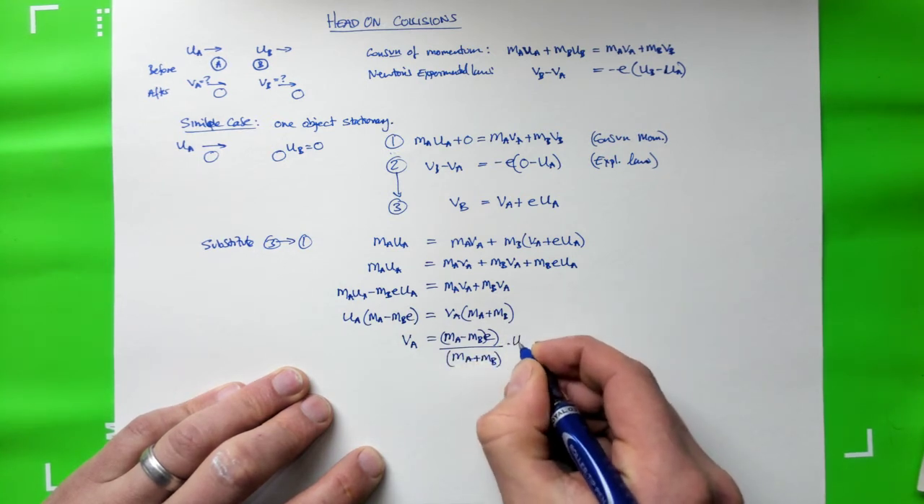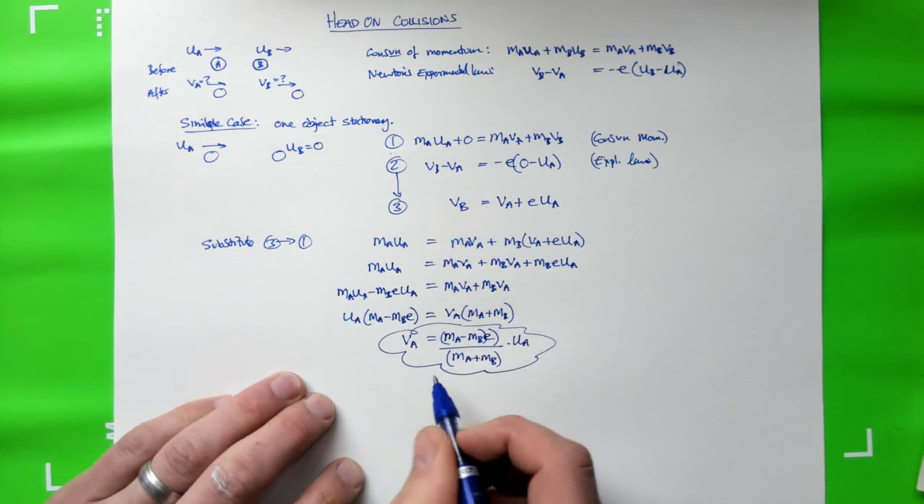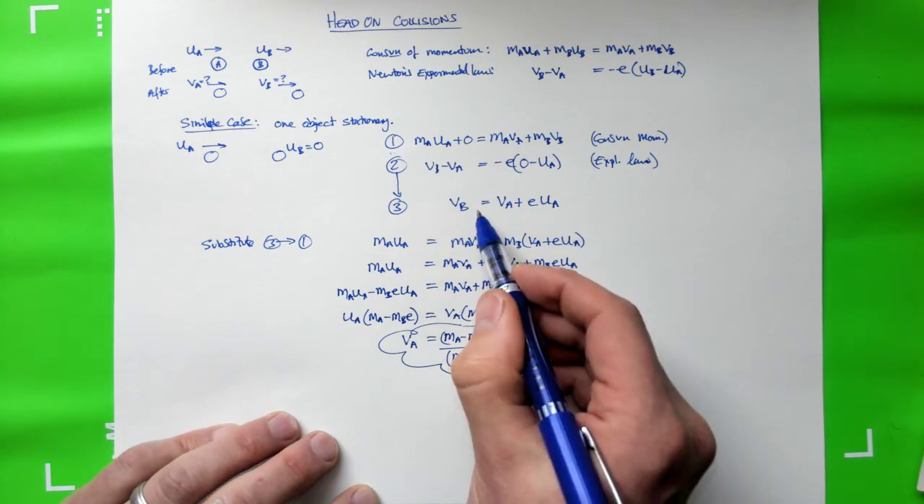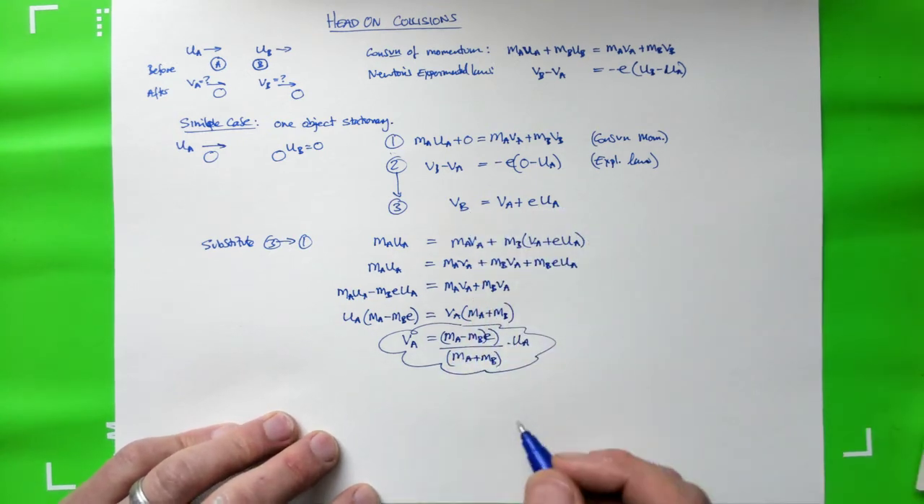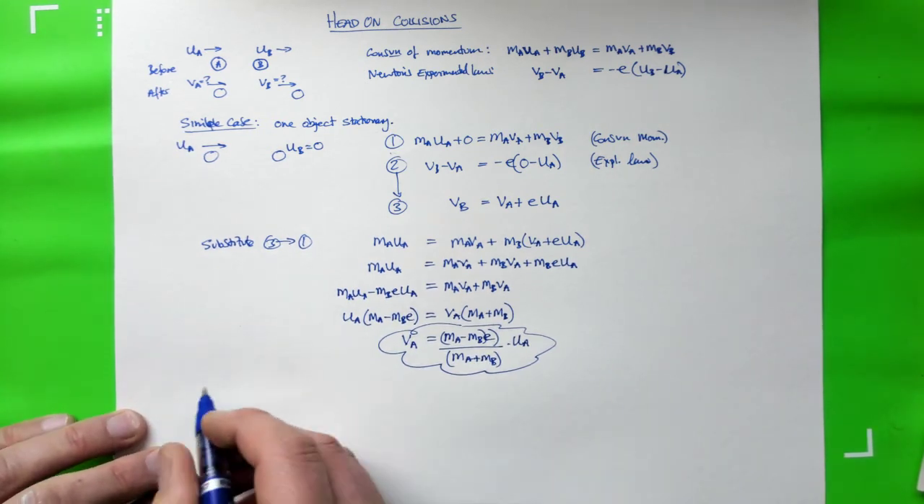That thing is all times UA. So that's kind of our solution. We can solve this for VA, and then once we've got the answer for any actual problem, we can go back to equation 3 and solve for the other velocity, and we'll be all done. So that's the solution. Now, let's just look at 3 possible cases.